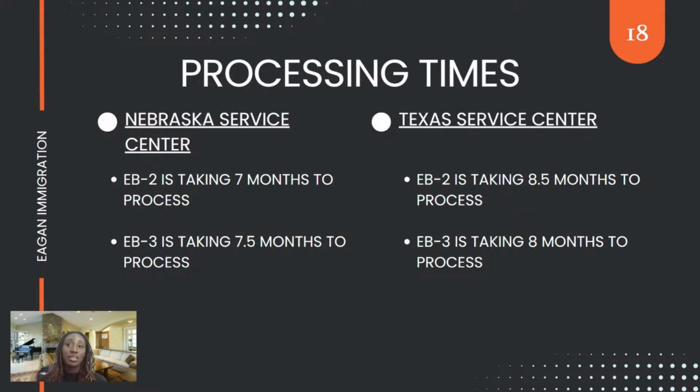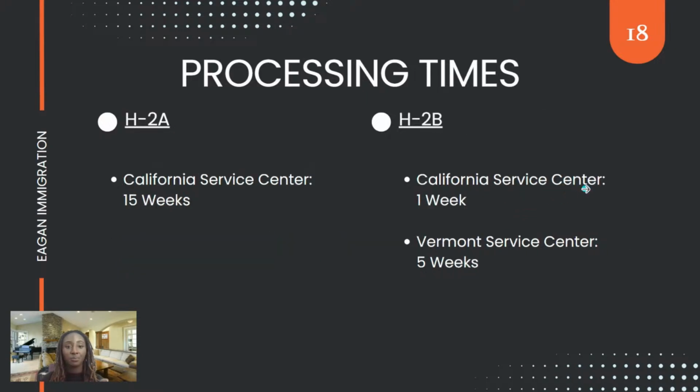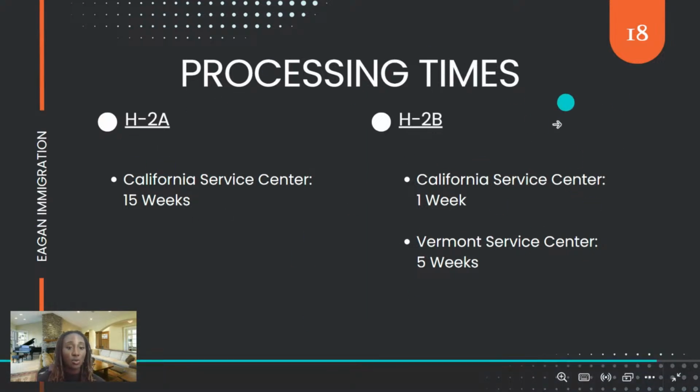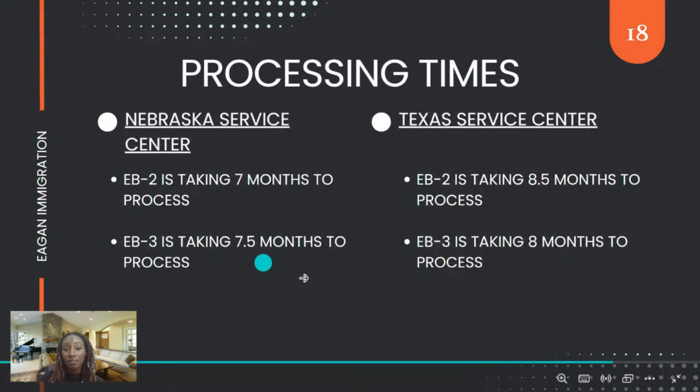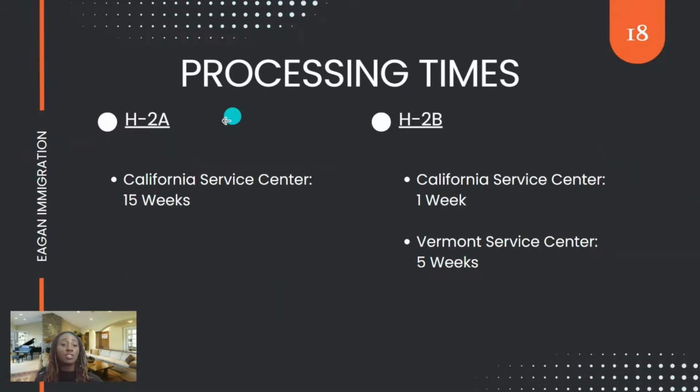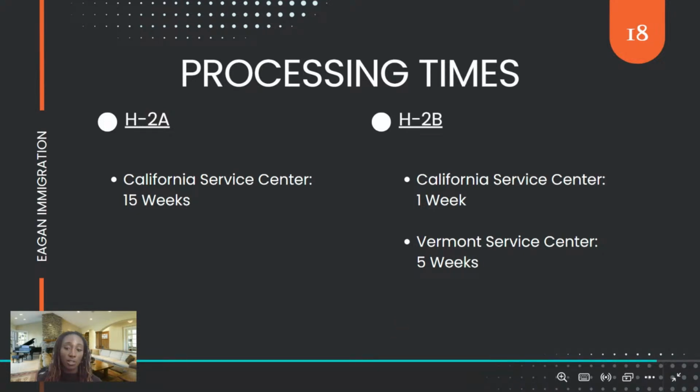Now, the H-2As and H-2Bs are a little different because, again, they're temporary. And as you can see, the time is a lot shorter. Here, the H-2A is going to take 15 weeks right now. As of this week, that's what it's taking at the California Service Center. For the H-2B, California Service Center is showing 1 week and Vermont is showing 5 weeks. As you can see, the time frames are a lot different. But the big thing you want to remember when it comes to this is that you must go through the full labor certification process before even getting to these phases. And because of that, that's why the PERMs are going to be a better bang for your buck, because you're able to get that green card as opposed to the H-2A and H-2B, where you're going to have to do those regular renewals.